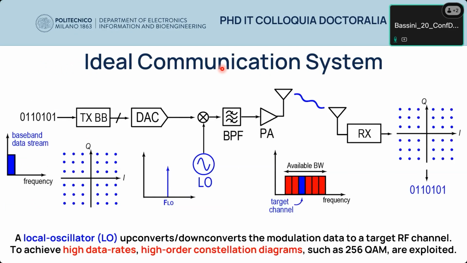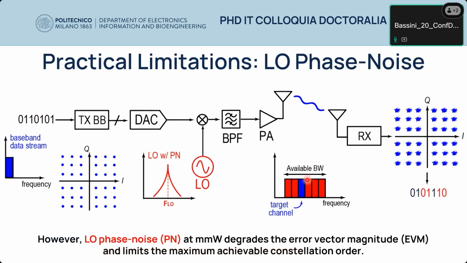In the figure, it is shown the typical architecture of a transmitter. The baseband data stream is up-converted through a local oscillator to the desired RF channel. Modern systems, in order to increase data rate, use high-order constellation diagrams, such as 256 quadrature amplitude modulation. However, practical systems exhibit some impairments, some non-idealities, and in particular, the local oscillator phase noise limits the quality of the transmitted constellation diagram, degrading its EVM, which causes an error on the received signal, and so limiting the achievable data rate.